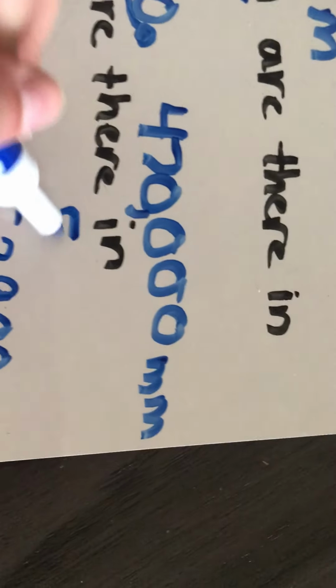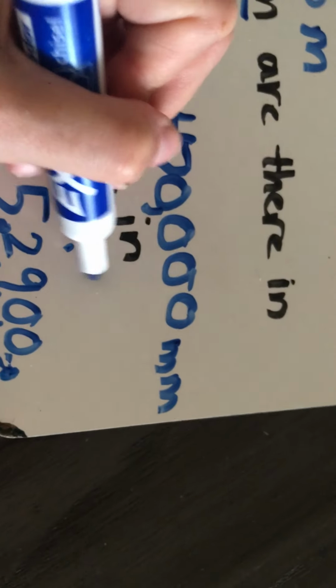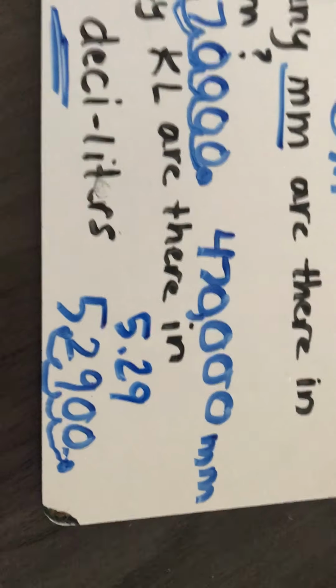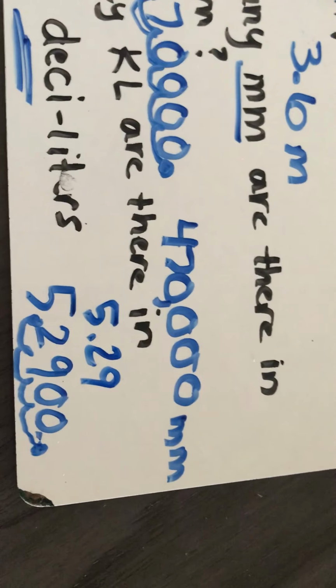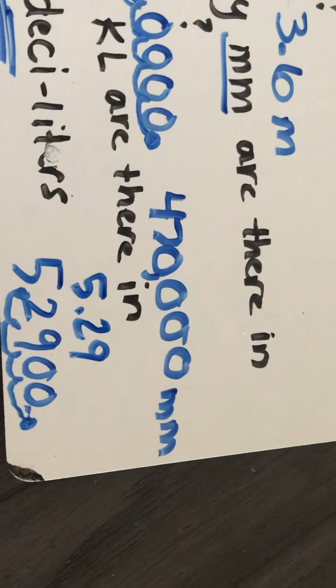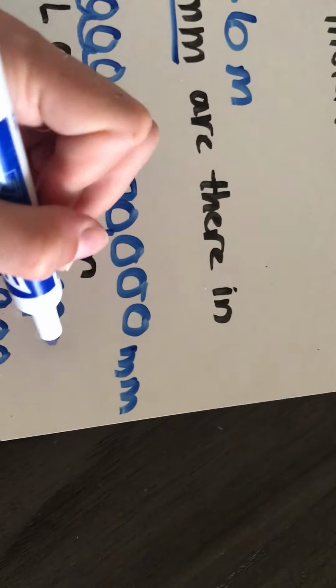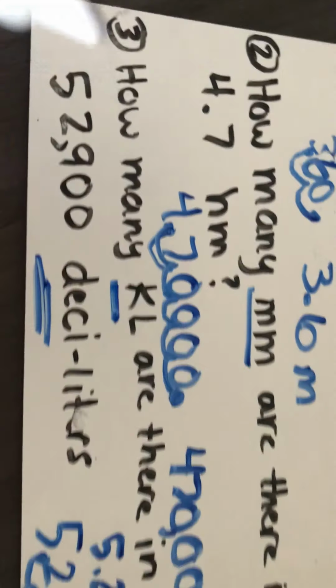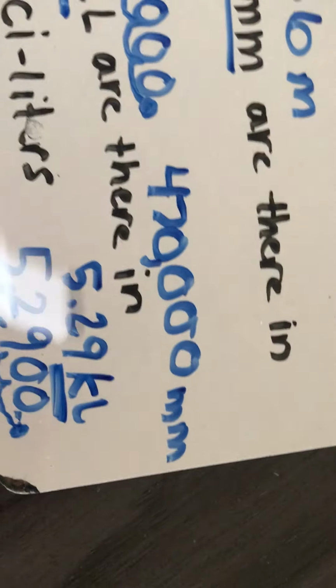I'm just going to do it above. Remember, all of the zeros behind the decimal are irrelevant, so we're going to leave it 5 and 29/100 kiloliters. Okay, because it was asking how many KL, my answer should be in KL.